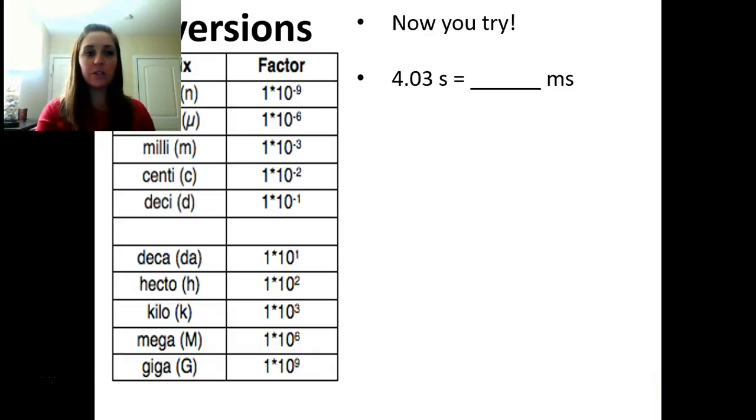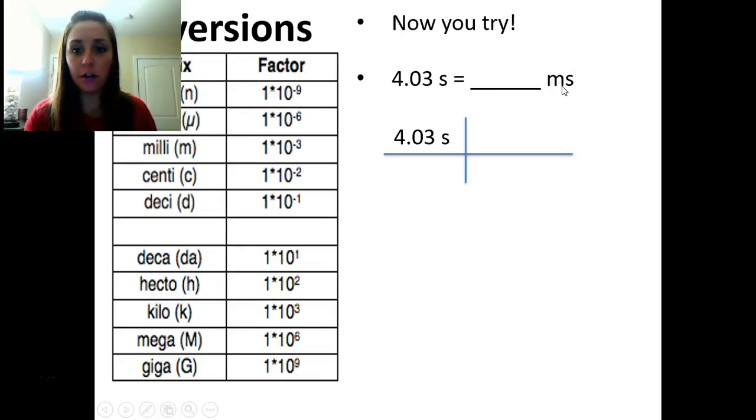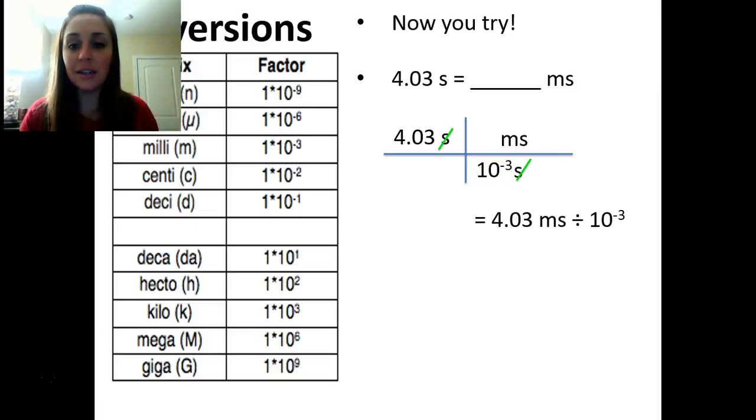All right, so you guys answered those questions, so let's go over the answers. So we had 4.03 seconds, and we converted it to milliseconds. So you set up your chart, cancel out seconds, so you put it at the bottom, milliseconds goes on the top, and then you need to make your date. Milli has to be on the bottom, but with your 10 instead of the prefix. Cancel out seconds. There you go. Dividing, so flip the sign and then multiply. There you go, 4.03 times 10 to the 3 milliseconds.